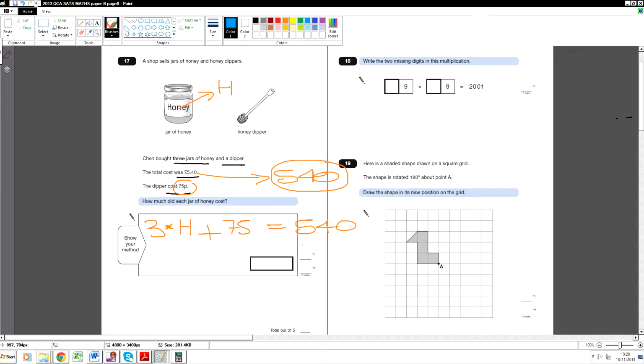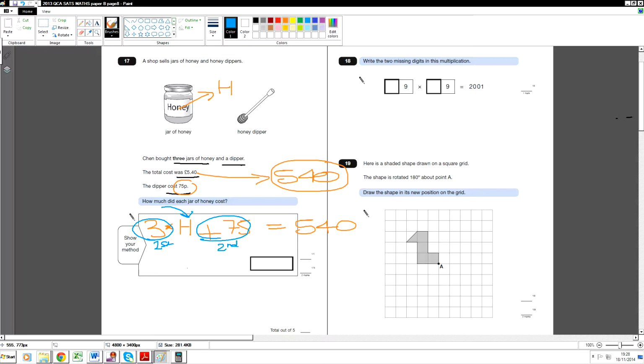Let's see who can remember how we solve this equation. Zainab, remember we've done solving equations: 1 step, 2 step. First of all, we start at the H. We look at what's the first action, which is times by 3. And the second action is plus 75.